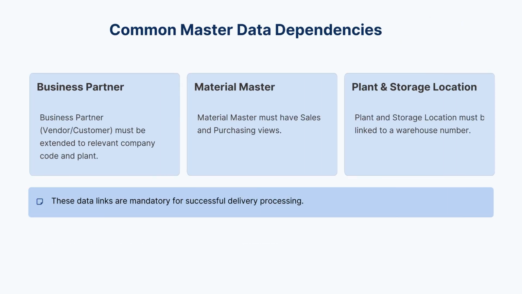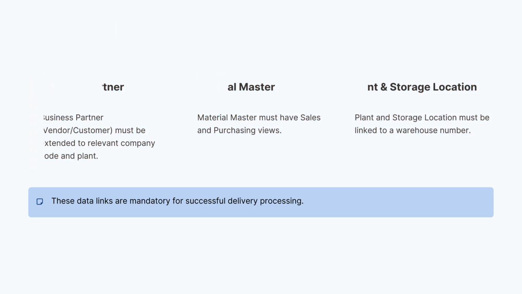Common master data dependencies. Successful logistics execution depends on accurate master data. Vendors and customers must be set up as business partners extended to relevant company codes. Materials must include purchasing and sales views, and each plant and storage location must be assigned to an active warehouse number. Without these, delivery processing will fail.